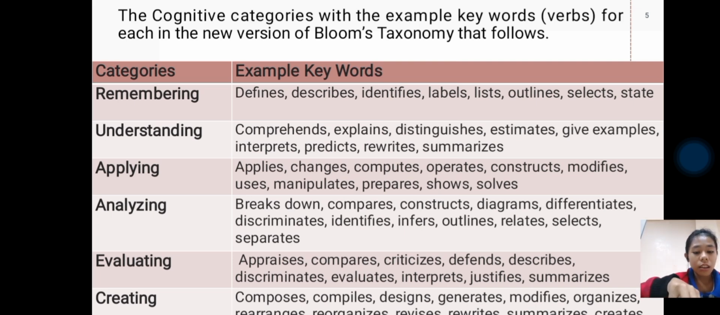Creating is building a structure or pattern from various elements, this is to create a whole or new concept. Example, design an experiment to test the effect of light intensity on the rate of photosynthesis, outlining the steps and materials needed. And that's all.